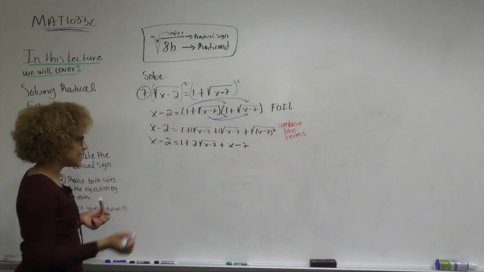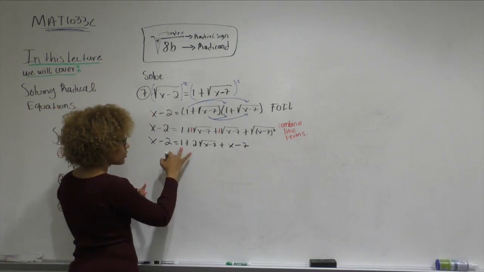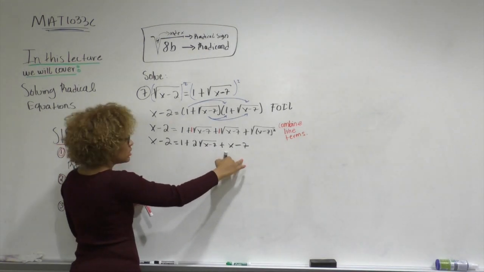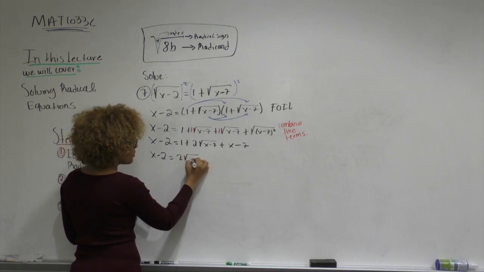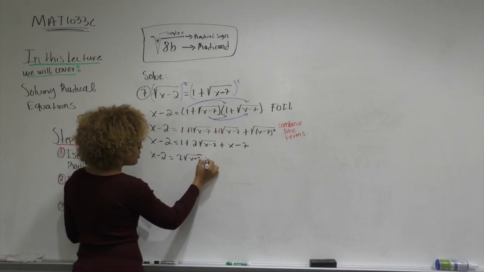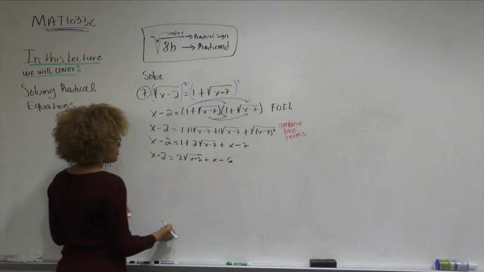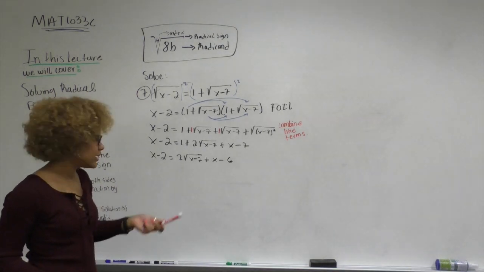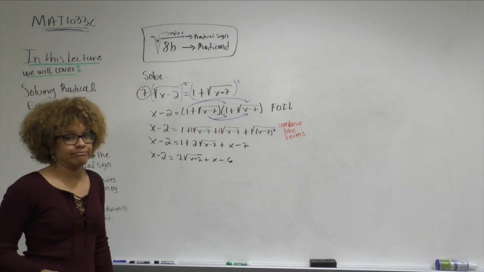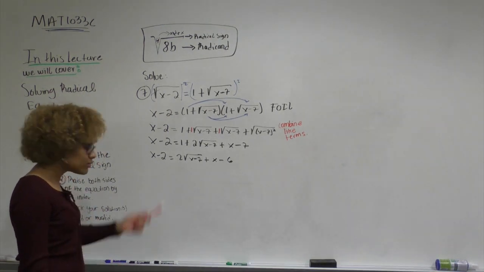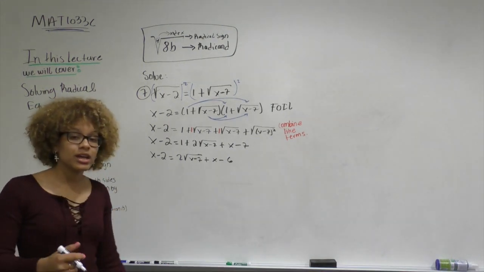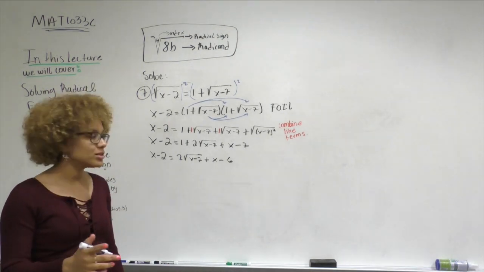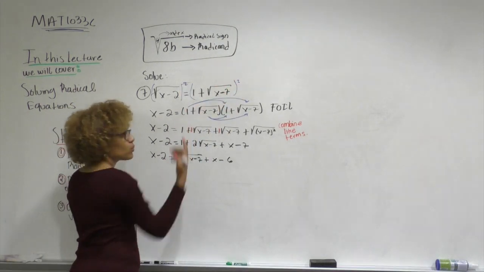Okay? Now, again, still combining like terms. Let's say 1 minus 7 will be negative 6. So I have 2 square root of x minus 7 plus x minus 6. I still have a radical sign. So what am I going to do with that? I don't want to have any radicals. I need to get rid of the radicals. So this is an example where you're going to have to do the same process twice, in the sense of you're going to have to square it twice.